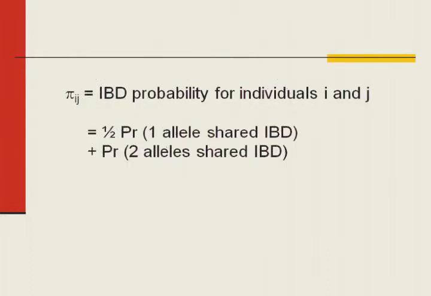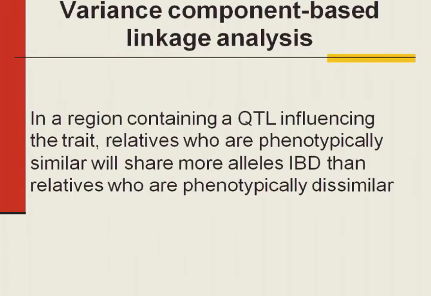And this matrix in front of our linkage component, our IBD matrix, is essentially for each pair of individuals half the probability that they share one allele identical by descent plus the probability that they share 2 alleles identical by descent. That's it. And the simple concept behind it is that in a region containing a locus that influences our trait, relatives who are phenotypically more similar will share more alleles identical by descent than relatives who are phenotypically dissimilar.